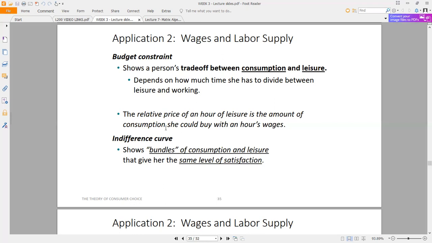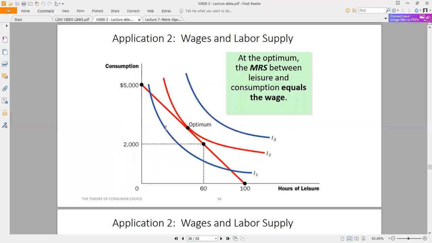And then the indifference curve gives us the bundles of consumption and leisure that will give the individual the same level of utility or satisfaction. So whether you go for 10 hours of leisure and 14 hours of work, or 8 hours of leisure and then probably 16 hours of work, you get the same level of satisfaction. So that is what the indifference curve also pictures.